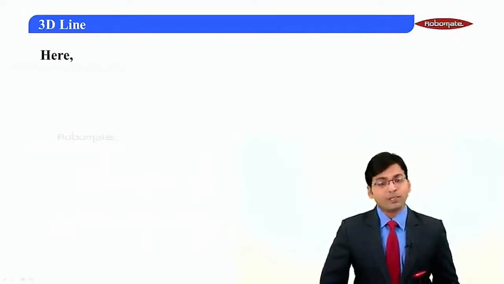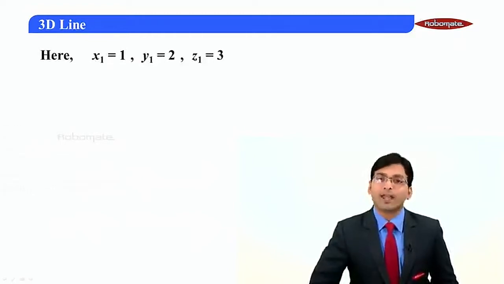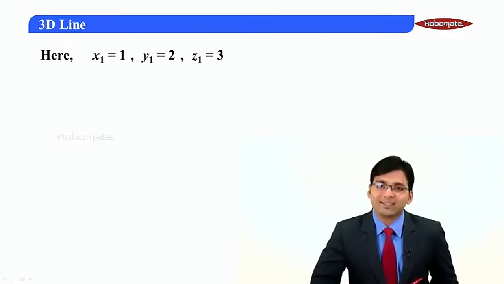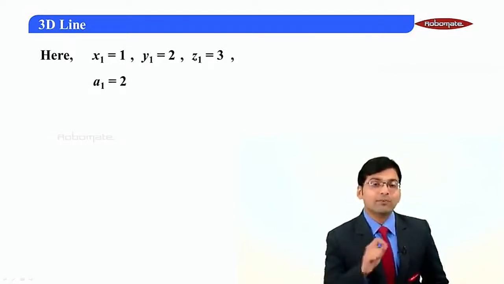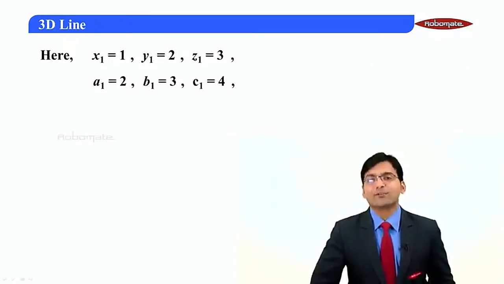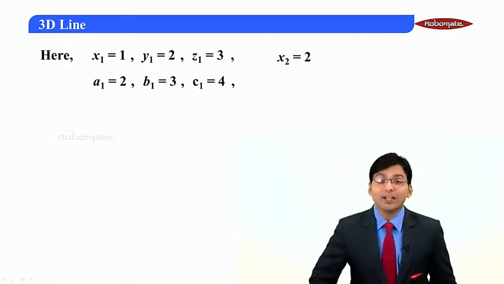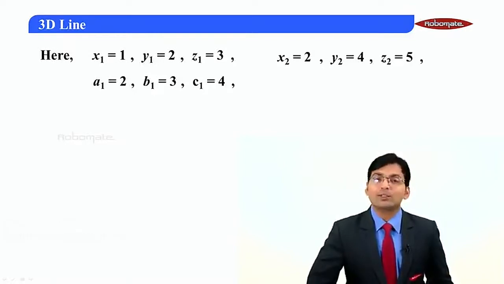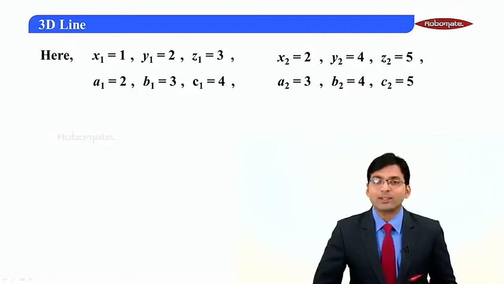Now students, from these lines we can get points on the line, that is x1, y1 and z1. That is x1 is 1, y1 is 2 and z1 is 3. Similarly, we can get direction ratios a1, b1, c1. a1 is 2, b1 is 3 and c1 is 4. This is data obtained from line 1. Similarly, from line 2, x2 is 2, y2 is 4, z2 is 5. a2 is 3, b2 is 4 and c2 is 5.